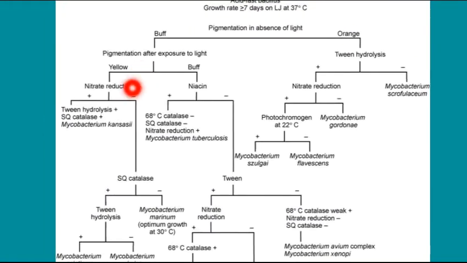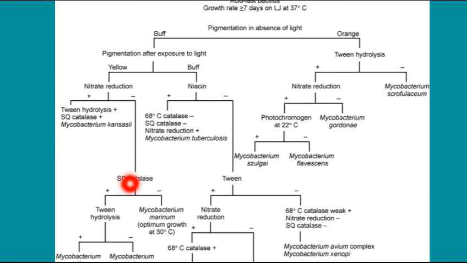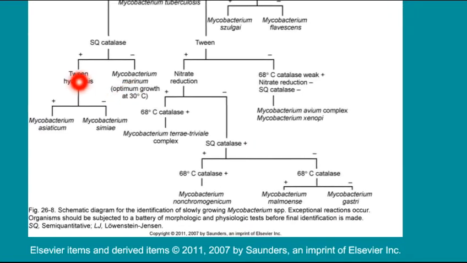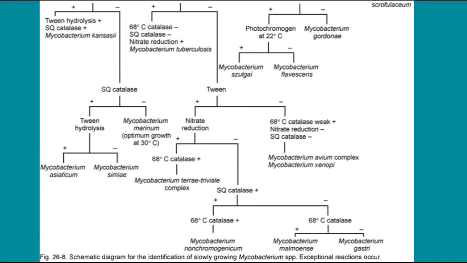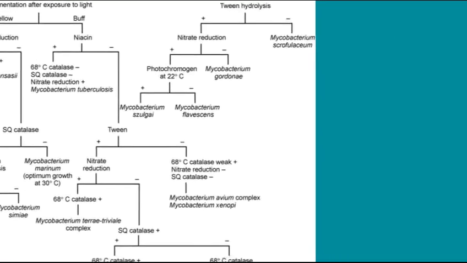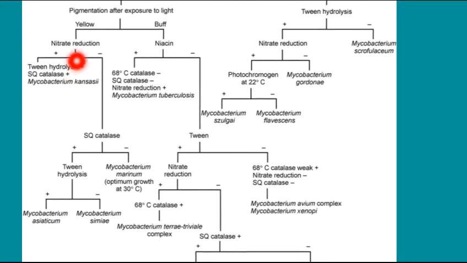Now, if in nitrate reduction, nasa yellow pa rin tayo. If in nitrate reduction, nag-negative siya, then you have to do the SQ catalase. Pag positive siya sa SQ, proceed with twin hydrolysis. Kung positive sa twin hydrolysis, you have Asiaticum. If it is negative, then it is Simiae. Now, kung negative sa SQ catalase, then therefore, you have isolated Mycobacterium marinum, which has an optimum growth at 30 degrees C.